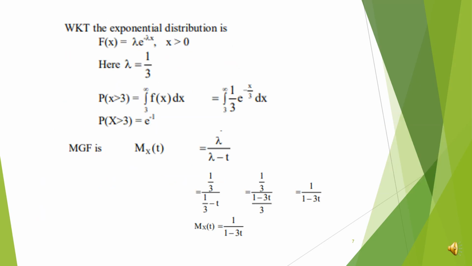We already know that the lambda value is 1 by 3. We have to find the probability of x greater than 3, that is the integral of f(x) from 3 to infinity, where f(x) is given by lambda e^(-lambda x). Substituting the values, we get e^(-1). Also we have to find the moment generating function M_x(t), which is lambda divided by lambda minus t. On substituting the value of lambda, we get the moment generating function as 1 by 1 minus 3t.